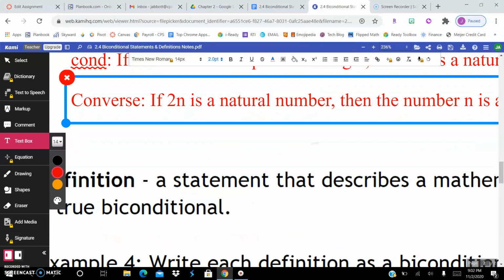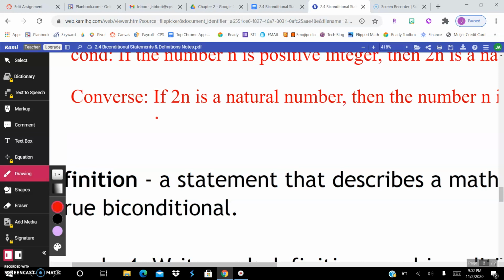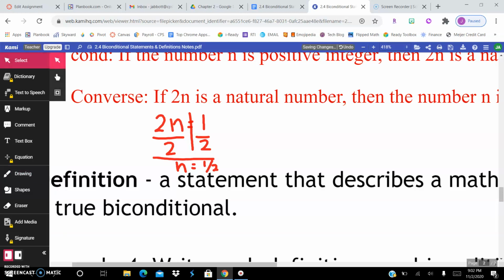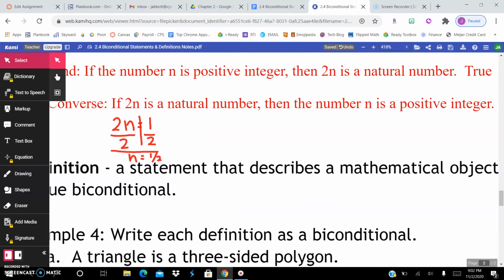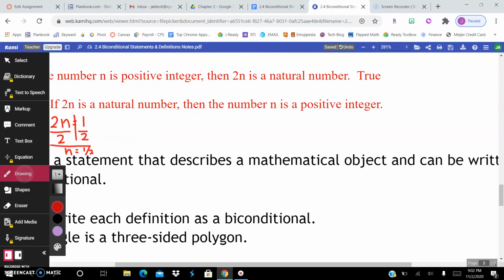If 2n is a natural number, so let's say 2n equals 1. If I solve for n, I would have to divide both sides by 2, so n would be 1/2. This says that the number n is a positive integer. 1/2 is not a positive integer. 1/2 is a rational number, not an integer. So this one would be false. So therefore, the biconditional statement is false.